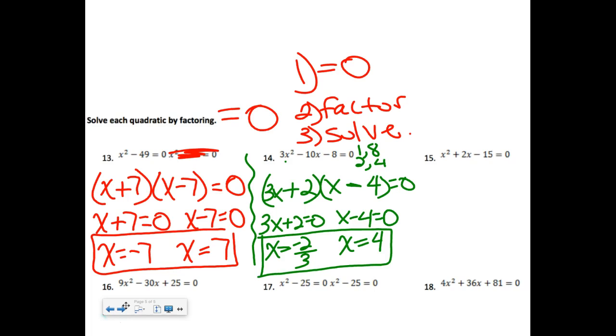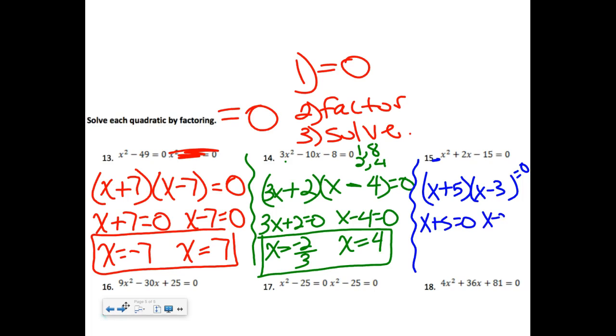This one, again, already equals 0, so that's perfect. I also don't have a number out in front, so that makes this one a little bit easier. So I just need to have x and x. To get to negative 15, I'm going to have positive 5 and negative 3. That multiplies to negative 15 and adds up to 2. So now we're going to solve it. X is going to equal negative 5, and x is going to equal 3.